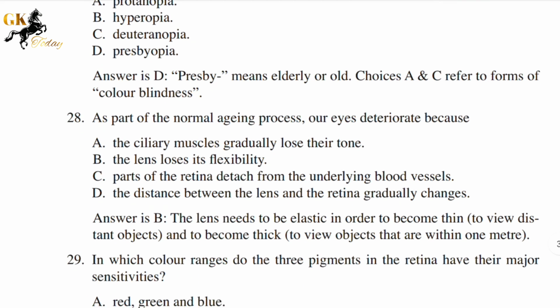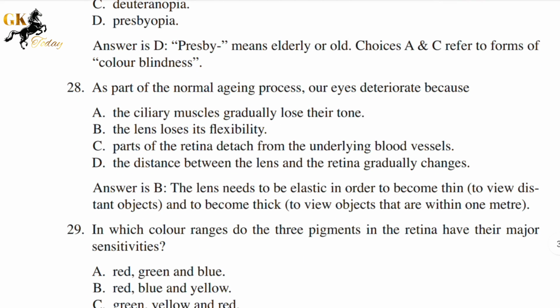Next. As a part of the normal aging process, our eyes deteriorate because ciliary muscles gradually lose their tone, lens loses its flexibility, parts of the retina detach from the underlying blood vessels, distance between the lens and the retina gradually changes. Option B, lens loses its flexibility.